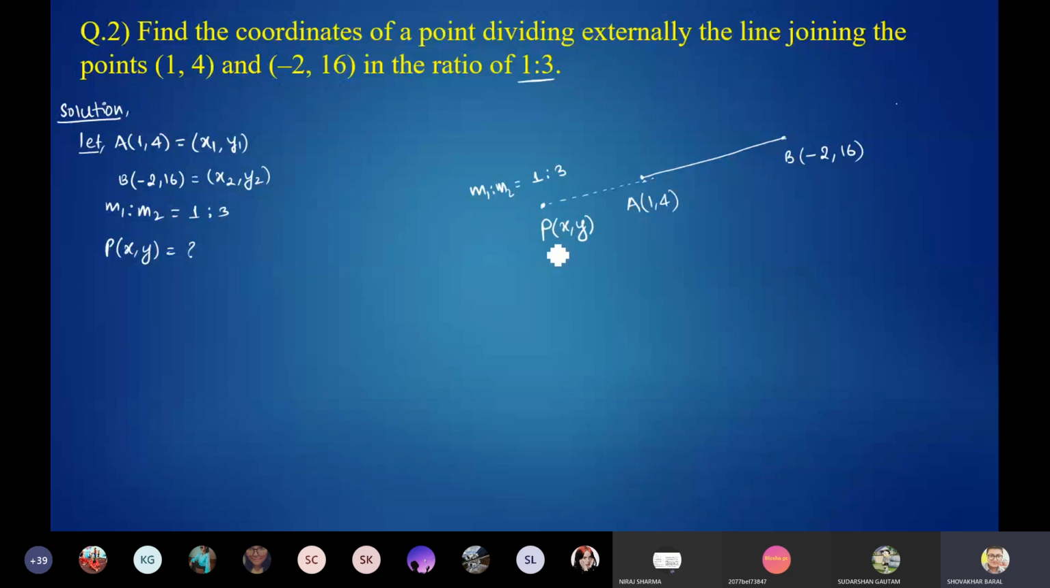This point P is external to AB, so now let's use the formula for external division. Now using section formula for external division, I'll ask the formula, please revise it.